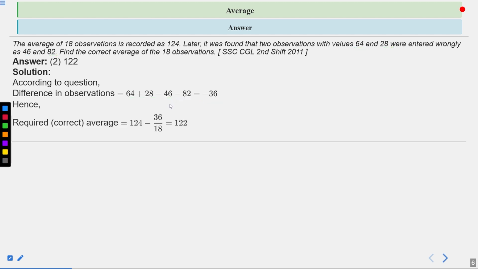Hence, the required average will become 124 minus 36 upon 18, because these 18 observations were increased. So dividing and subtracting, we get the correct average. So 124 minus 36 upon 18 becomes 122. So the second is the correct answer of this question.